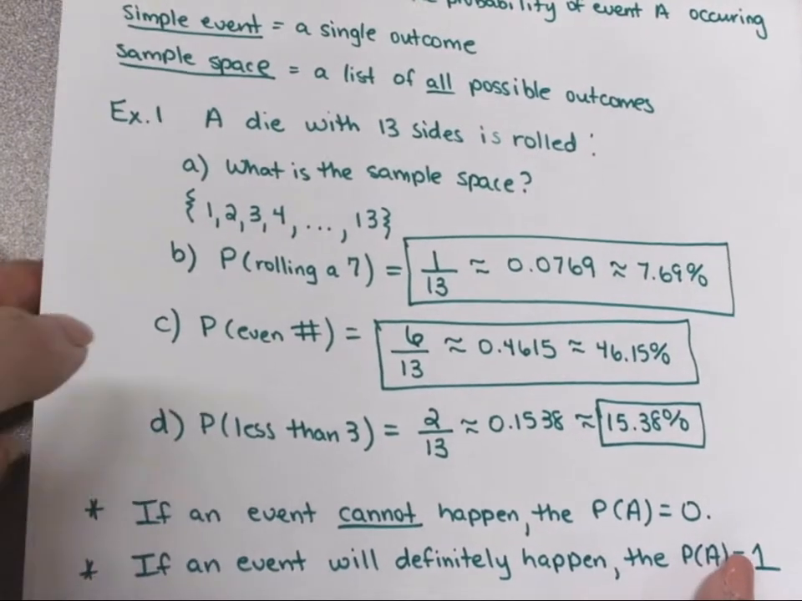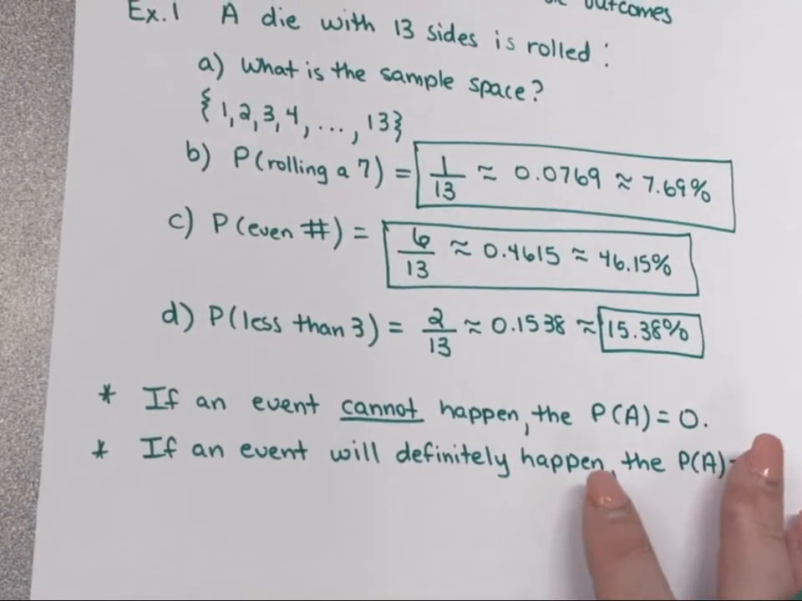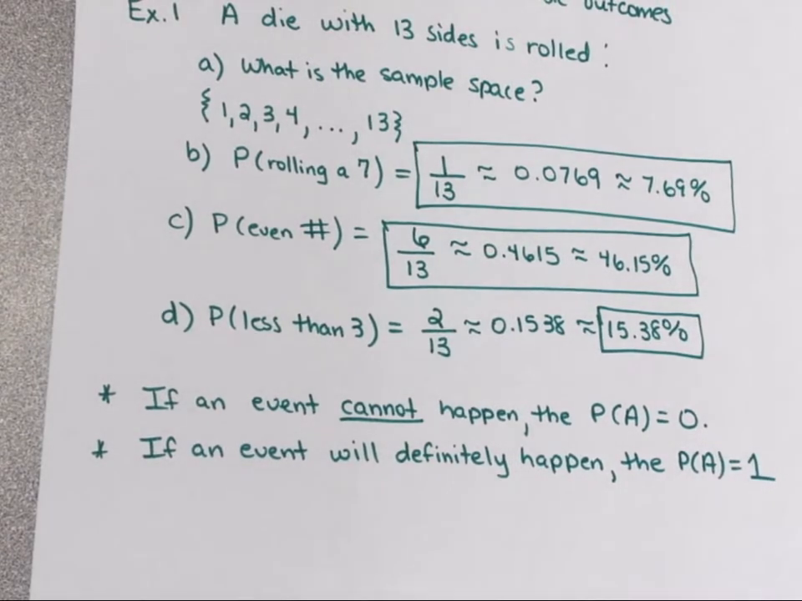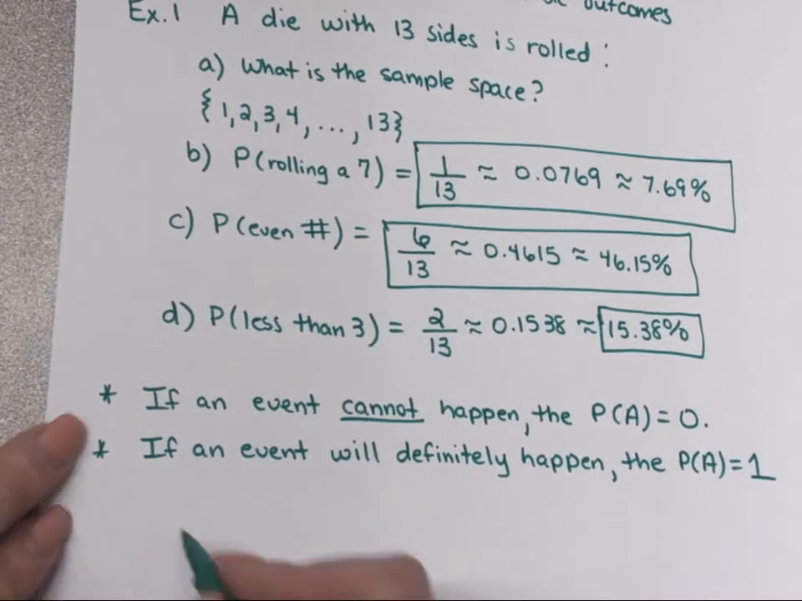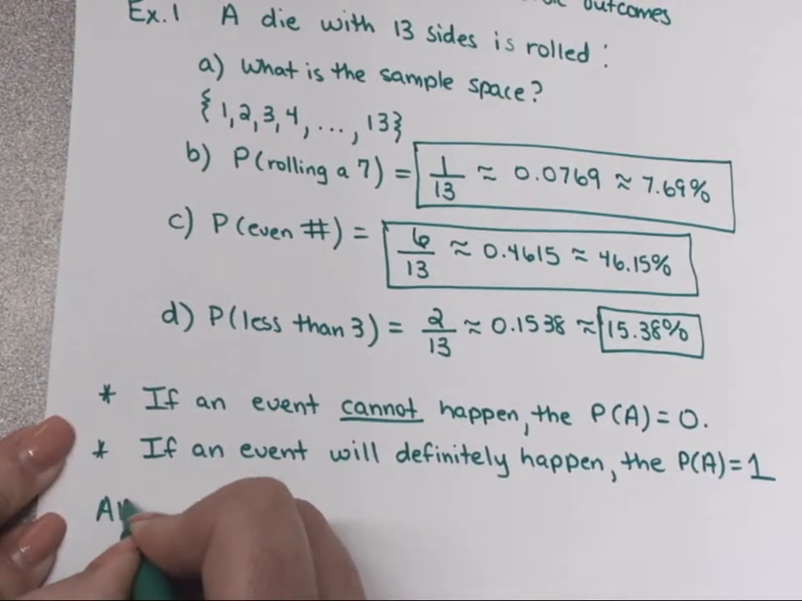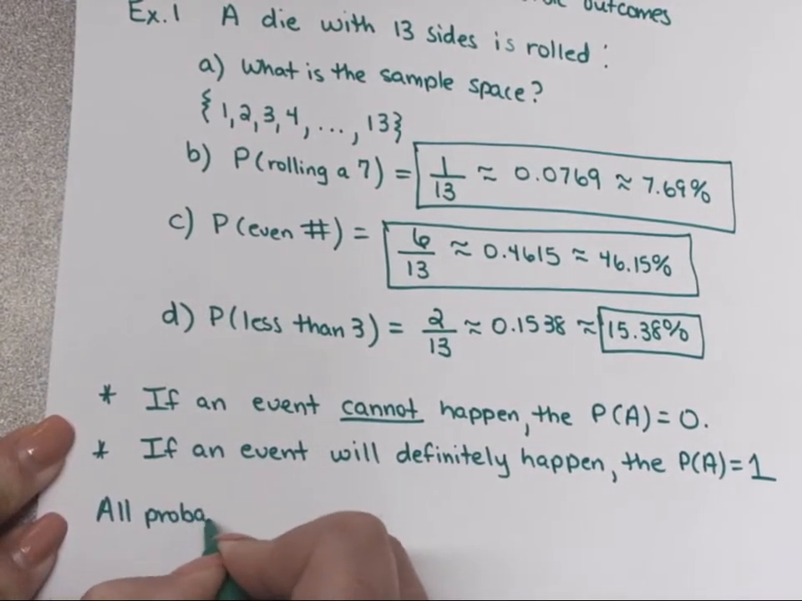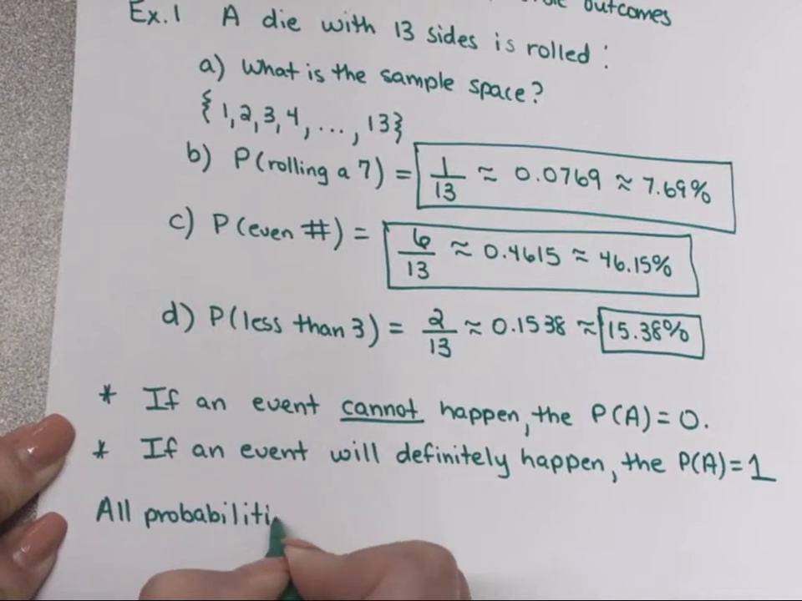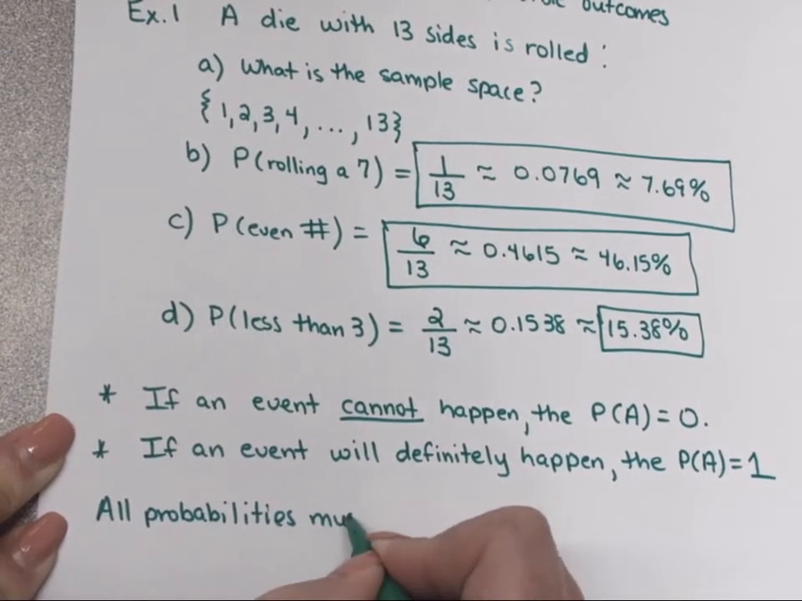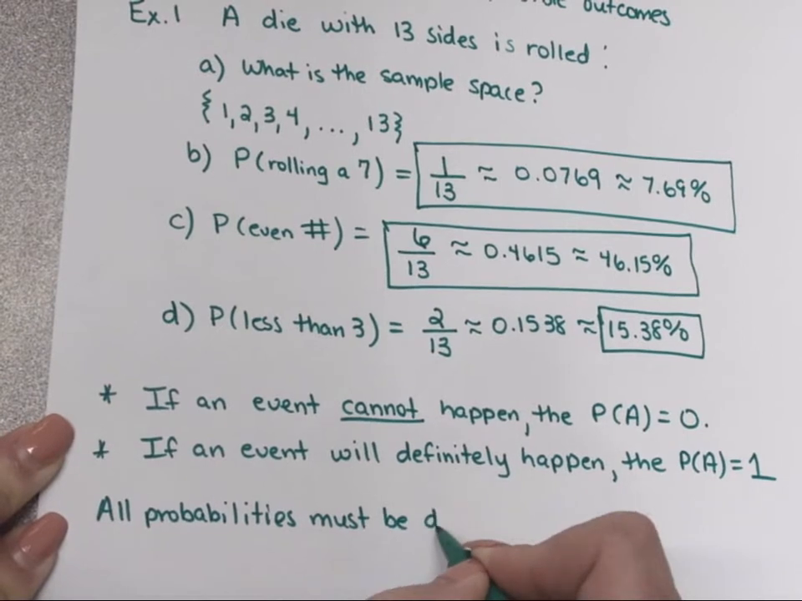Okay, now what would the percentage form be for the number 1? If you move the decimal place twice, what would the number 1 mean in percentage form? 100%, right? So probabilities, all probabilities must be decimals between 0 and 1.